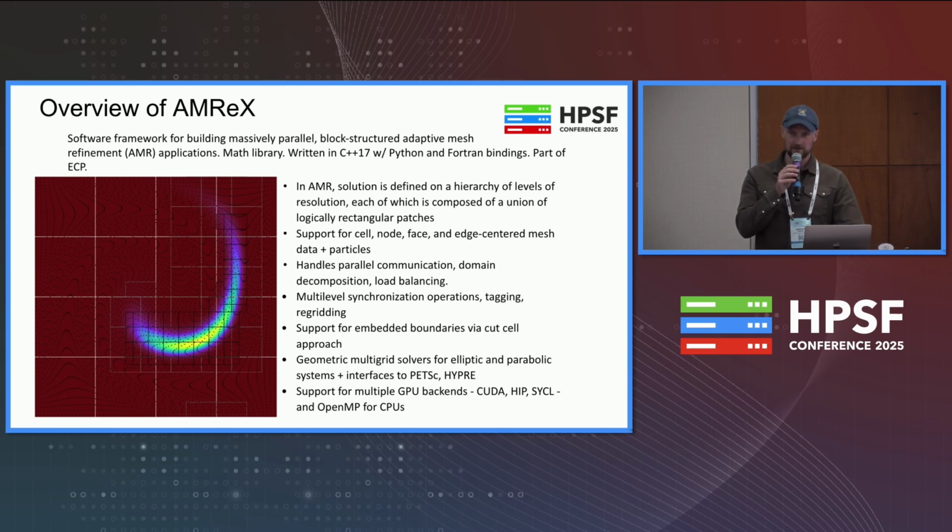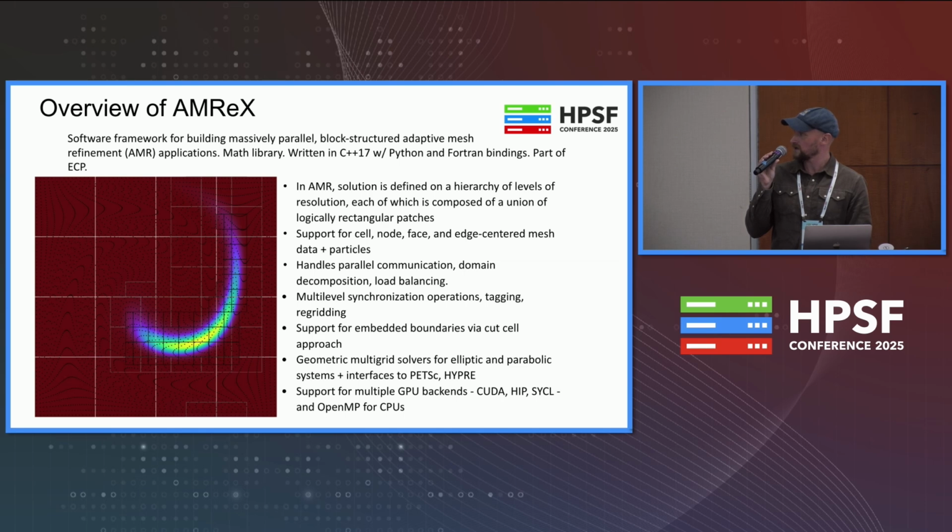AMReX is written in C++. We currently have a minimum standard of C++17, although some of the applications have already bumped to C++20. We also have optional Fortran and Python bindings. The Python bindings are especially interesting because they can be used to couple AMReX simulations into workflows that do AI or machine learning, or couple two codes together. AMReX was developed as part of ECP, and we're now trying to steer its development in this post-ECP world. We support cell, node, face, and edge-centered meshes, and also particle data.